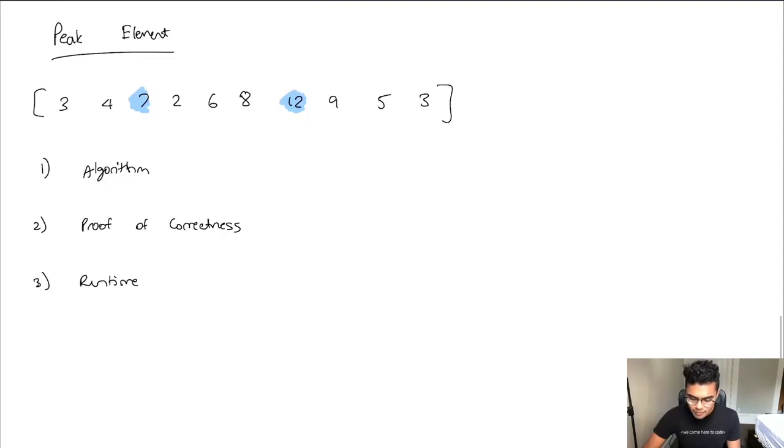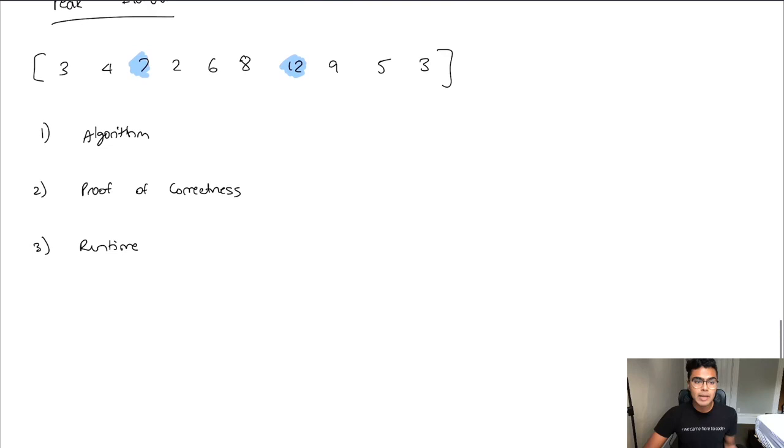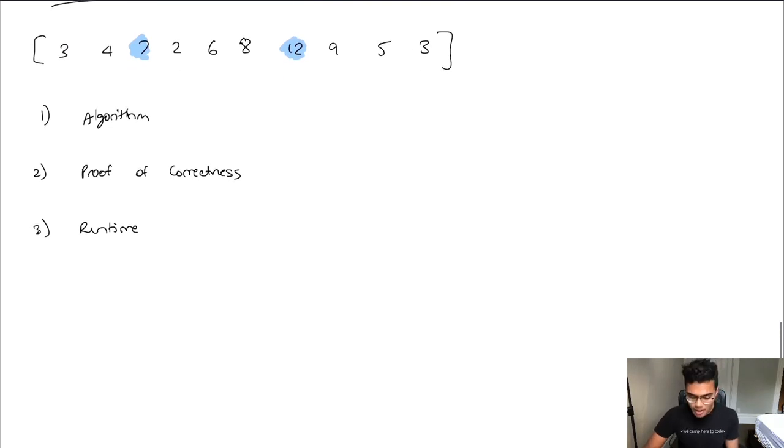So with that said, feel free to pause this video and take a stab at this problem. Come up with an algorithm that will probably use divide and conquer, come up with a proof of correctness, and then a runtime using master theorem. Go ahead and pause this, and then I'll dive right in a couple seconds.